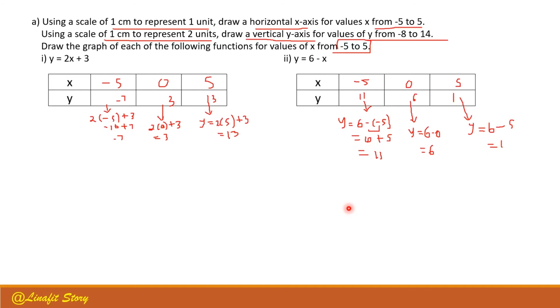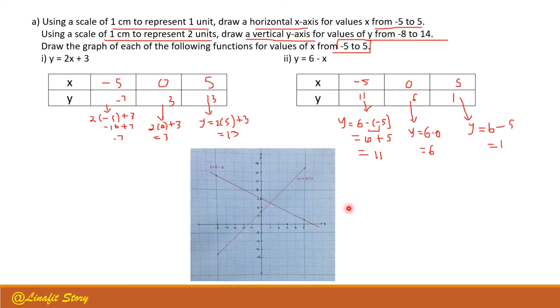After that, we will draw the graph. Here is the graph. The first function, y is 2x plus 3. This is -5, -7; 0, 3; 5, 13. The second function, y is 6 minus x. This is -5, 11; 0, 6; 5, 1.